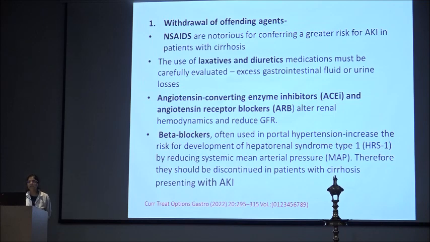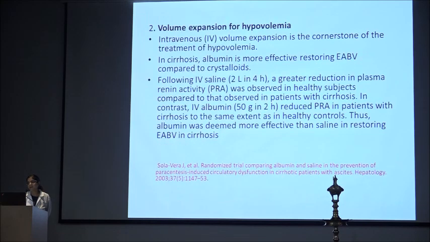ACE inhibitors and ARBs, as we discussed, alter the renal hemodynamics and further reduce the GFR. Beta blockers, which are used in portal hypertension, increase the risk of development of HRS by reducing the systemic arterial pressure. So they should be discontinued in patients with cirrhosis who have AKI.